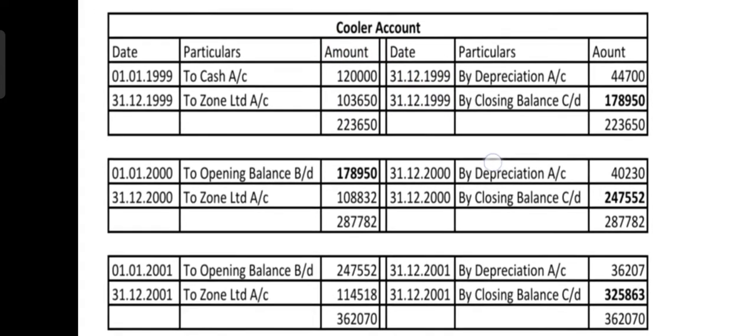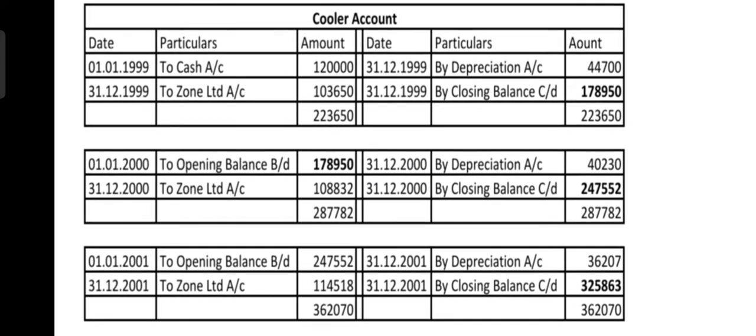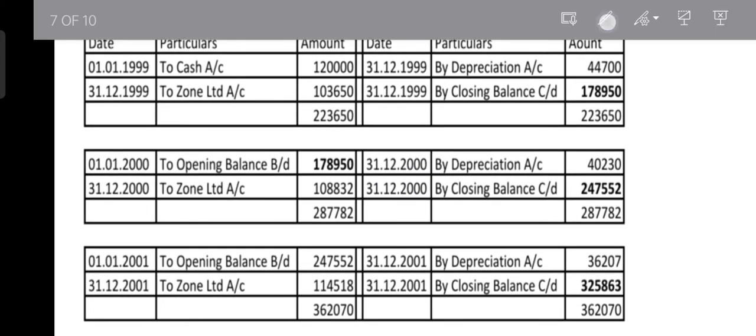For the asset we first paid 1,20,000 rupees as down payment. This happened on one day, on 1/1/1999, we paid the down payment of 1,20,000 rupees. So debit what comes in, the asset is coming in, we debit; credit what goes out, the cash account. In the cash account we credited, but in this particular asset account we need to debit 1,20,000.